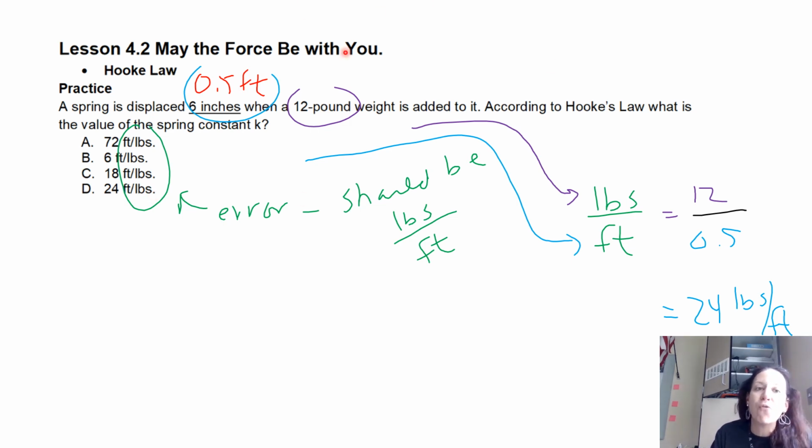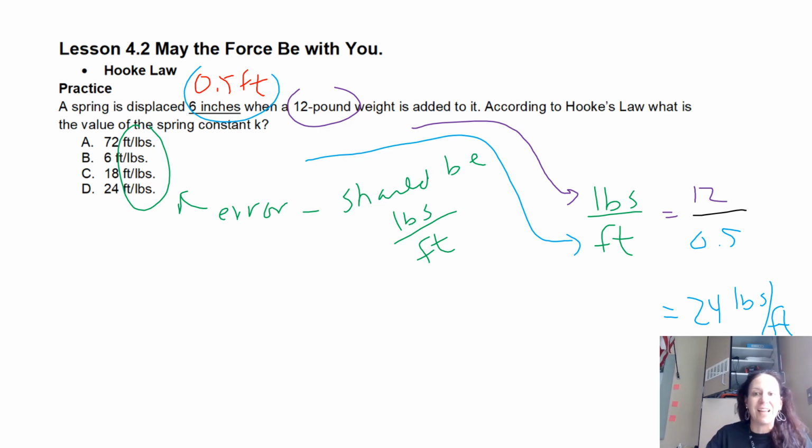If you don't remember the formula, you can actually use the units, assuming the units are right, to figure it out. So it should be pounds per foot. As you look at the answer choices, even if you don't remember the formula, you know that the answer should be in pounds per foot. So you take your pounds, put it on the top of the fraction, take your feet. Now this was 6 inches, so we have to change it to half a foot. Put it in the bottom. 12 divided by half is 24 pounds per foot, which is answer choice D.